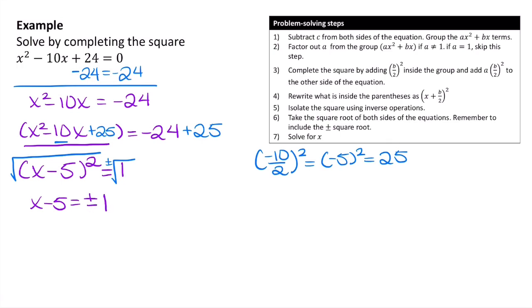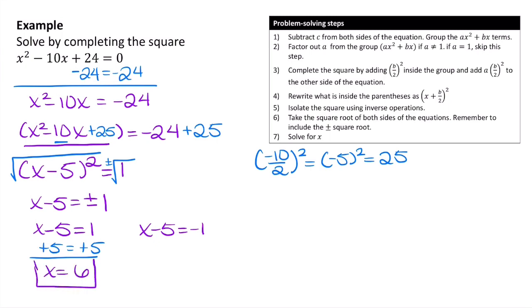So that's going to be x minus 5 equals plus or minus, well, the square root of 1 is 1. Okay, so I can break this apart into two equations. So I have x minus 5 equals 1. X minus 5 equals negative 1. So now I need to go ahead and solve by adding 5 to both sides. So when I add 5 to both sides, I get x equals 6, which is one of my solutions. And then over here, I'm going to add 5 to both sides. And that gives me my other solution, which is x equals 4. Okay, so we have two real solutions to this quadratic equation.